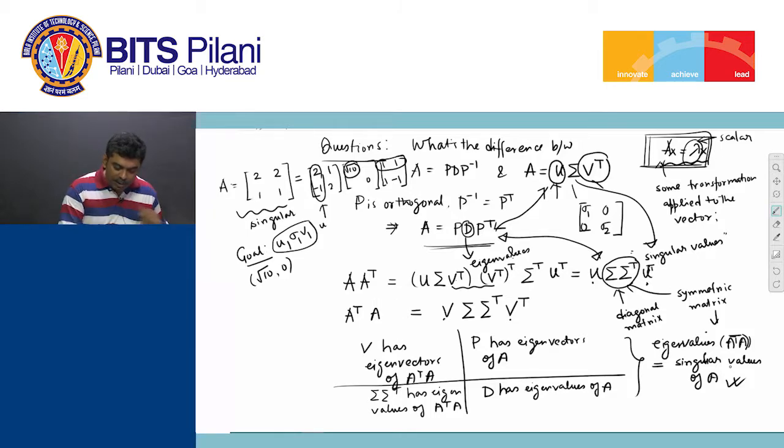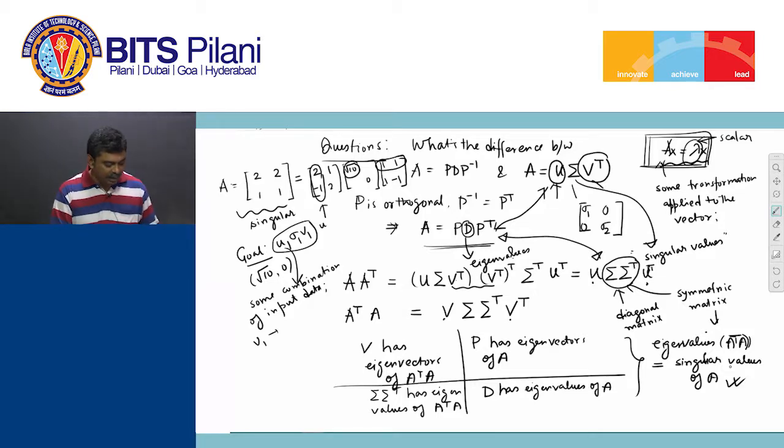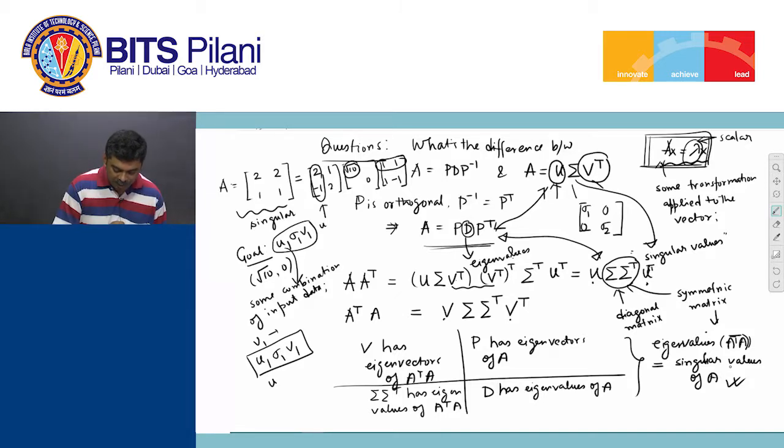So what is u1 then? u1 is some combination of input data, v1 is a combination of some other input data, and sigma 1 is the singular value. Therefore, if I rewrite this, because there are two components here, I can say u1 sigma 1 v1 and then u2 sigma 2 v2.